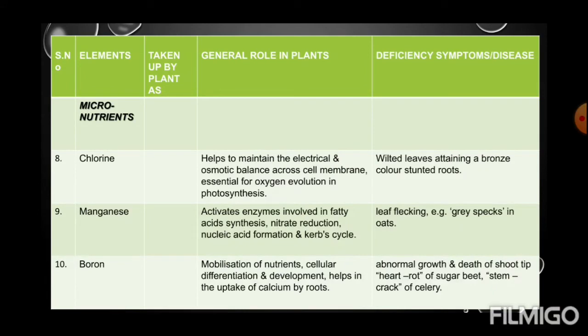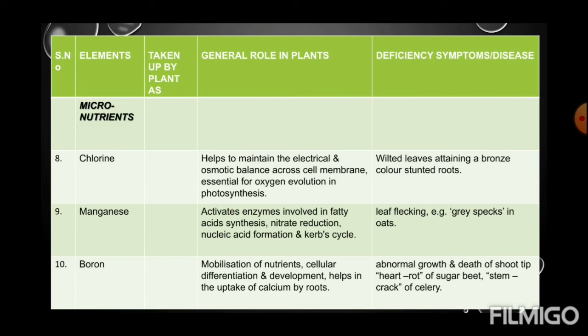So now, children, these mineral elements are important. You have to study them carefully. Now, let's begin micronutrients. Till iron, I have explained to you the macronutrients. Now, I'm going to start with the micronutrients. Chlorine. Chlorine can be taken in the form of chloride ions. They help to maintain the electrical, osmotic, and ionic balance across the cell membrane, as potassium does. It helps in the evolution of oxygen in photosynthesis, which you are going to study in the photosynthesis chapter.